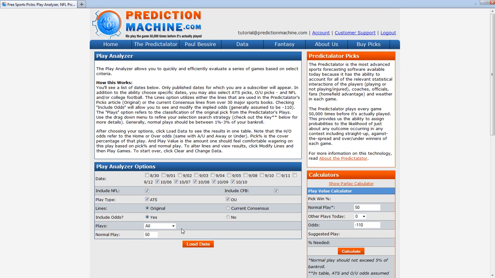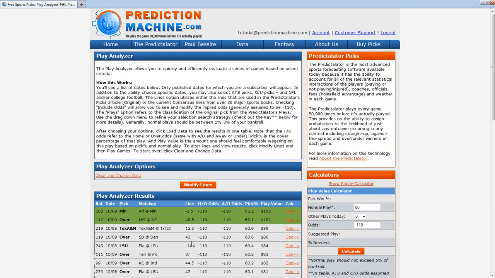Now, the normal play again is something in the range of 1 to 3% of your bankroll, never to exceed 5%. And again, for the default example purposes, we'll leave this at $50. This will allow you to see on the page and within the table itself exactly how much the specific wager amount should be on that one play if it is being made alone, rather than having to click over to the calculator and look at all those games individually. Loading the data now brings every single play back from those tables.